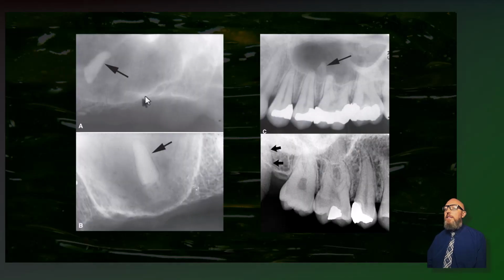All right, here we have an edentulous patient, maybe a cropped panoramic view. What does this look like inside the maxillary sinus? It looks to me like a root tip. And contrast that with this one. What's the big difference here? Look at the PDL space.